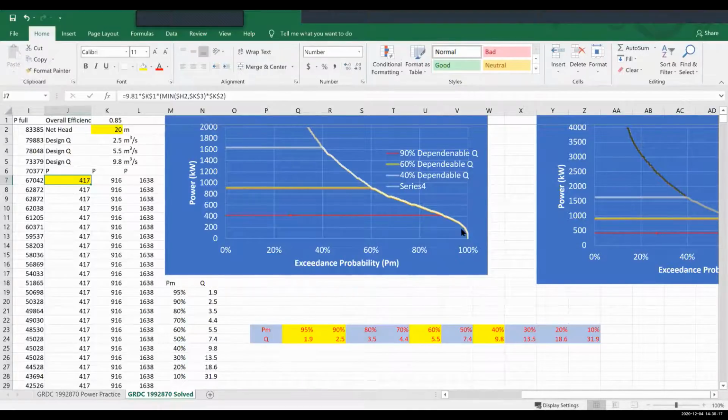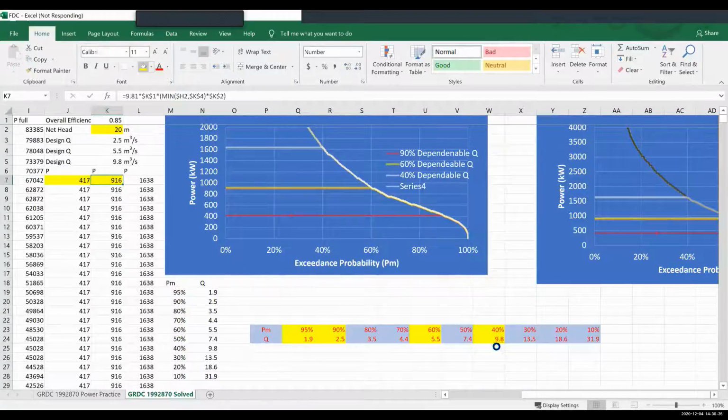So the power will be from here to here. Now if you design it for 5.5 cubic meter per second, you will get 916. If you design for 9.8, which is at 40% dependable, you will get 1.6 megawatt, or 1600 megawatt. But the problem is you will get full capacity only 40% of the time. Other times you will get less.